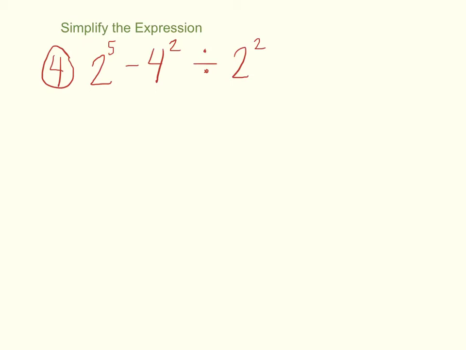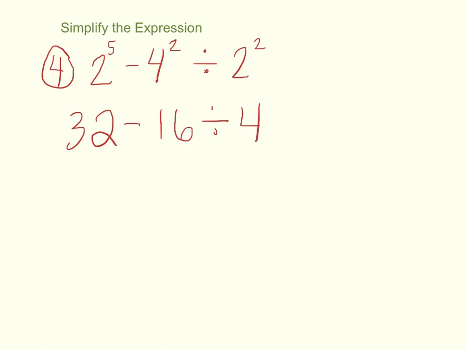2 to the fifth. That means 2 times itself 5 times. So 2 times 2 times 2 times 2 times 2. Well, 2 times 2 is 4, times 2 is 8, times 2 is 16, times 2 is 32. So 2 to the fifth is actually 32. And then you can put minus, because that's still in there, 4 to the second, which means 4 times itself, so 4 times 4, which is 16, divided by 2 to the second, which is 2 times itself, so 2 times 2, which is 4.